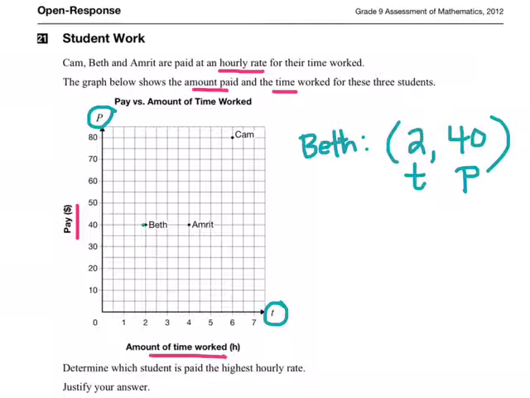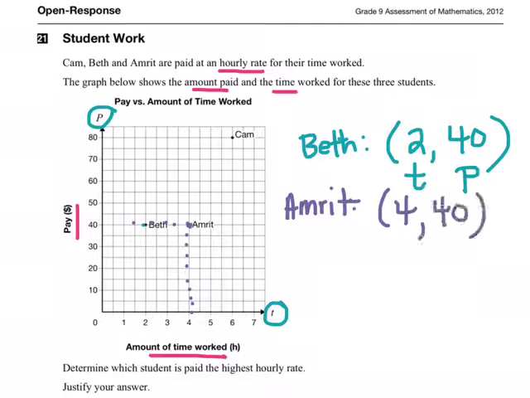What are we told about Emreet? Where is this point located on the graph? (4, 40). Good. So what does that mean in this question? What do the 4 and the 40 mean? That he worked 4 hours and got paid $40. Good. If he works 4 hours, he gets paid $40.